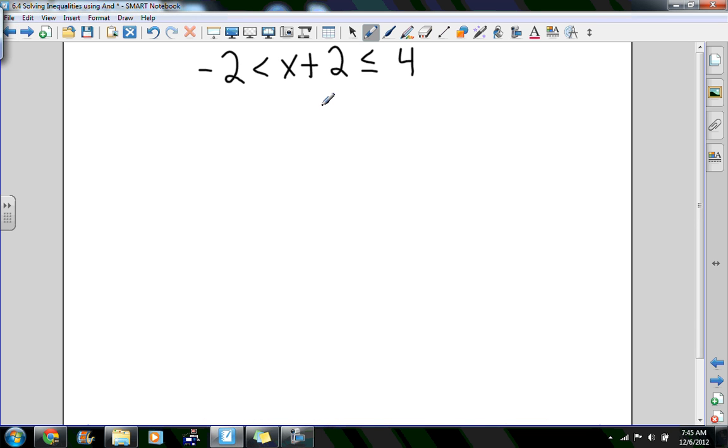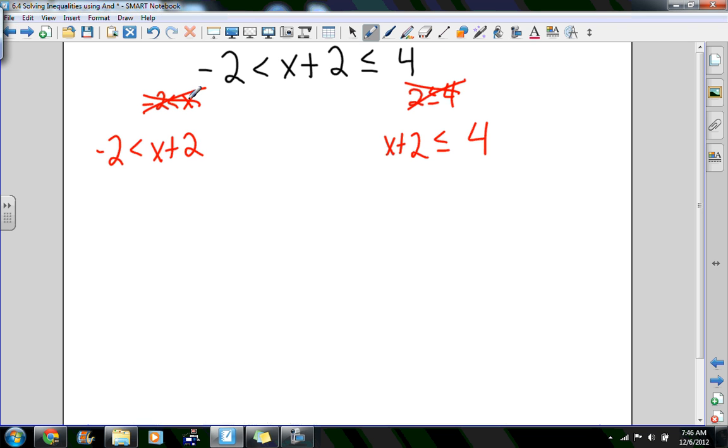So in order to solve these problems, you have to break them up into the two parts. Over here I go -2 is less than x plus 2. You do the entire middle. And over here I do x plus 2, once again the entire middle, is less than or equal to 4. The biggest mistake I see is people do this: -2 is less than x, 2 is less than or equal to 4. Okay? First of all, it doesn't make any sense. But secondly, it's not correct at all. Do not do this. It's a problem that you can't fix.